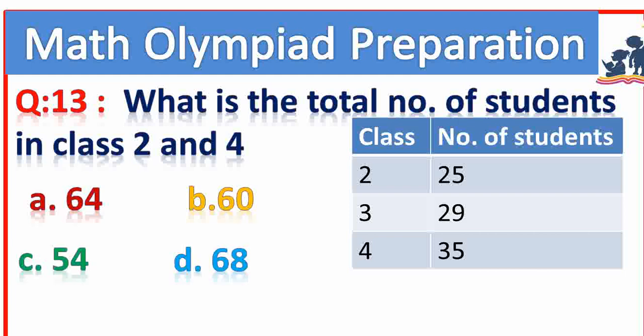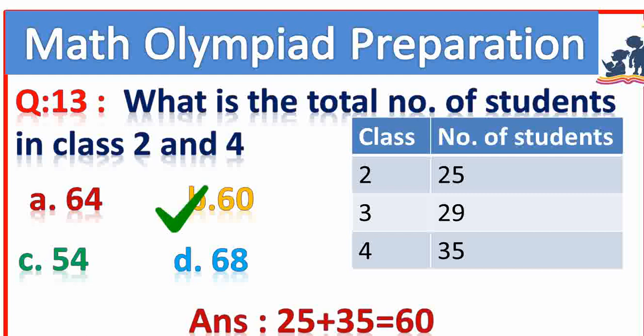Question number 13. What is the total number of students in class 2 and 4? Answer B. 60. Good. Here 25 plus 35 is equal to 60.